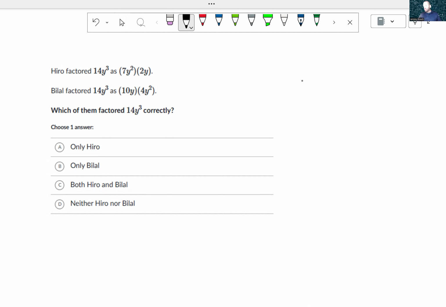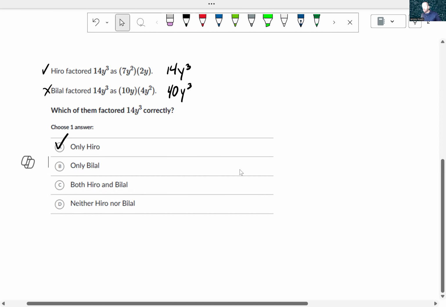7y squared times 2y is 7 times 2, which is 14. Y squared times y is y cubed. So this person factored that correctly. 10y times 4y squared would be 40y cubed. So this person was not correct. So only this person factored that correctly.